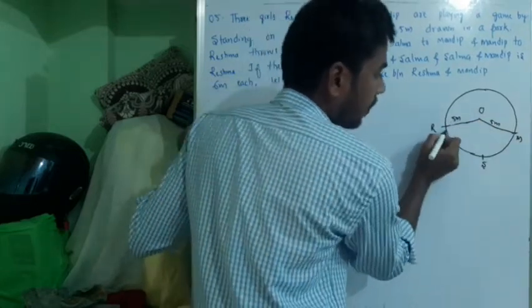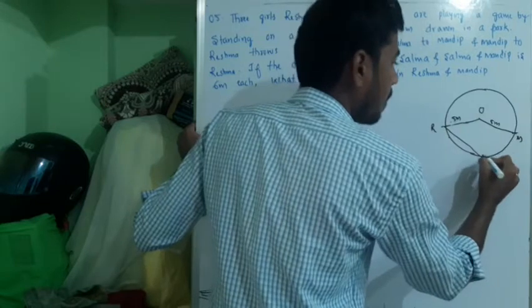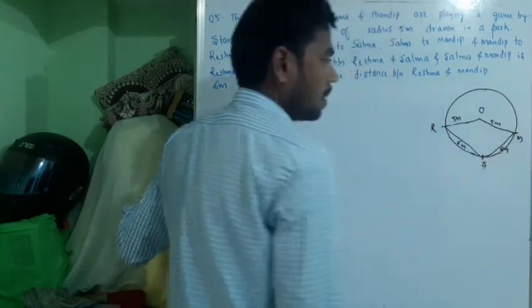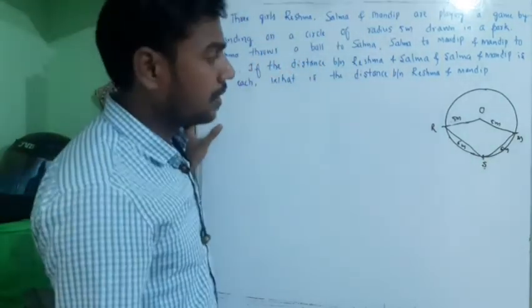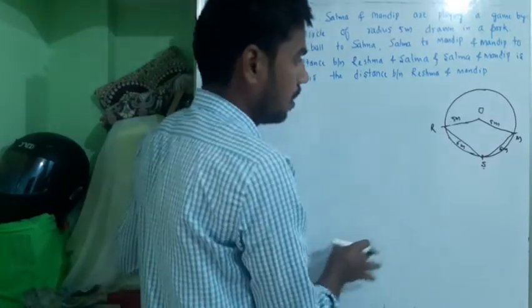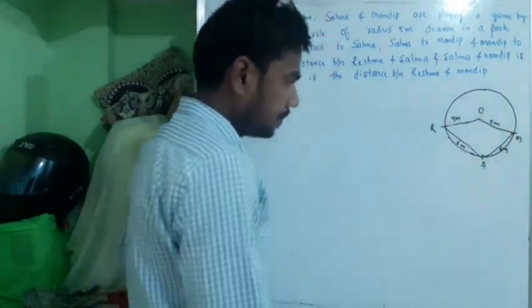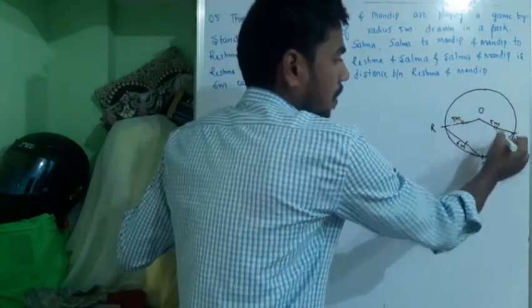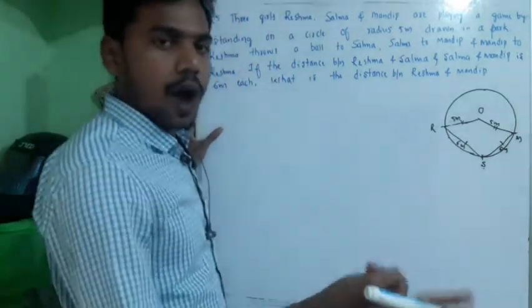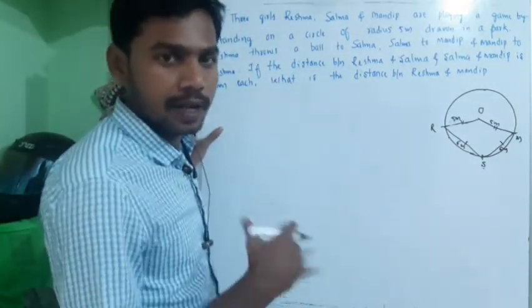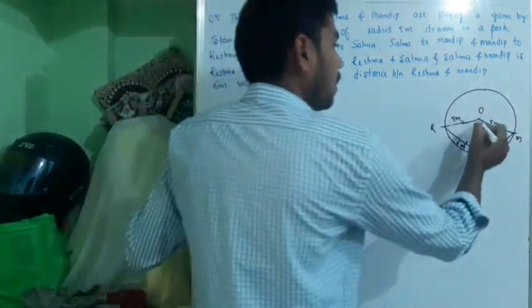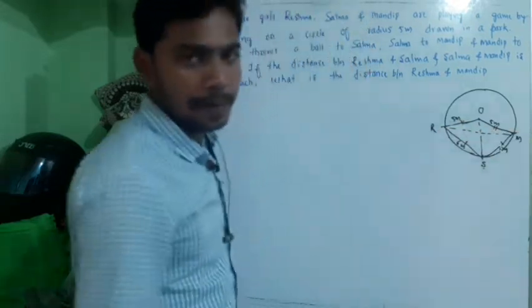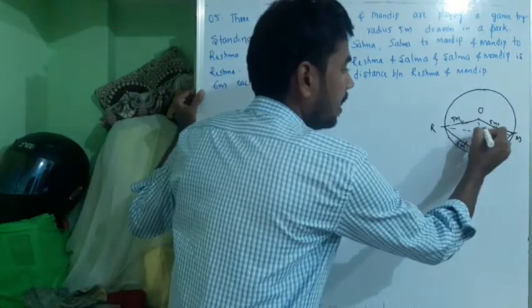And the distance between Reshma and Salma and Mandeep is 6 meter. This is 6 meter. Okay. Now, one thing you can observe, OR is equal to OM, RS is equal to SM. Since adjacent sides of a quadrilateral are equal, it will become a kite. So, what about the diagonals of a kite? They are the perpendicular bisector. This will be equal to 90 degree.